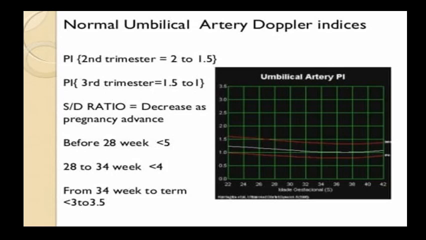These are normal umbilical artery Doppler indices. PI in the second trimester is approximately 2 to 1.5. PI in the third trimester is approximately 1.5 to 1. SD ratio decreases as the pregnancy advances. Before 28 weeks, it should be less than 5. 28 to 34 weeks should be less than 4. And from 34 weeks to term should be less than 3.5.